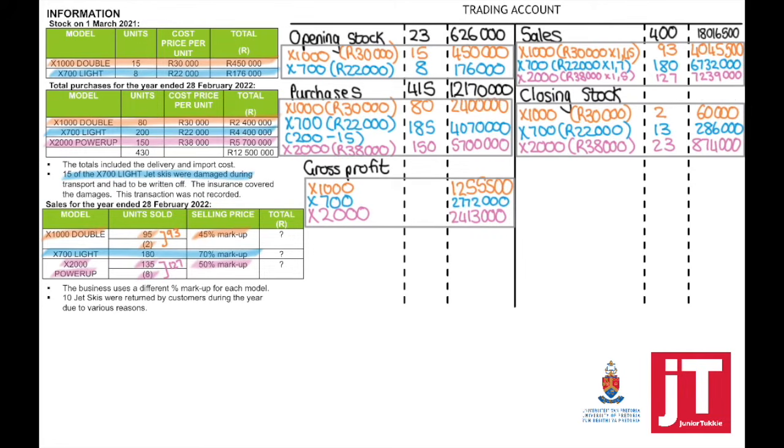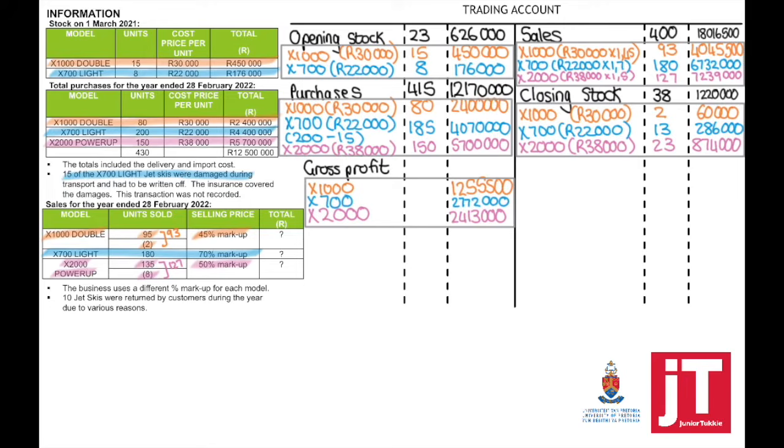To calculate our total sales, we're going to add all of that together, the number of units. That equals the total sales of jet skis, and that is the total amount by adding all of that together. To calculate the value of my closing stock, the number of units, 2 plus 13 plus 23 equals, and to get the amount, we're going to do exactly the same by adding all of that together.